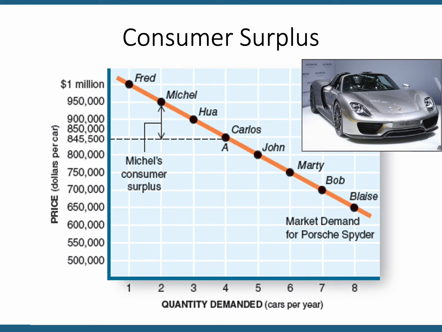Now, consumer surplus, remember, is the difference between what your maximum price is and what you actually paid for it. So if it's selling for $845,500, Carlos has just a little bit of consumer surplus. He was willing to pay just a little bit more. Hua was willing to pay more than that. And then Fred has the most amount of consumer surplus. And so again, consumer surplus is something that's good for the consumer, not good for the seller. The seller would want to try to minimize consumer surplus.